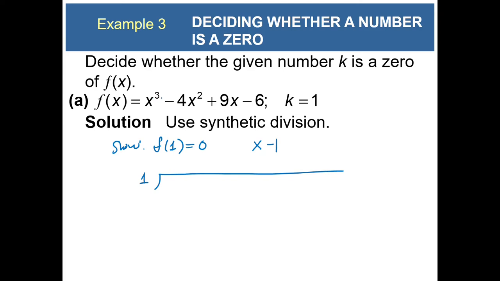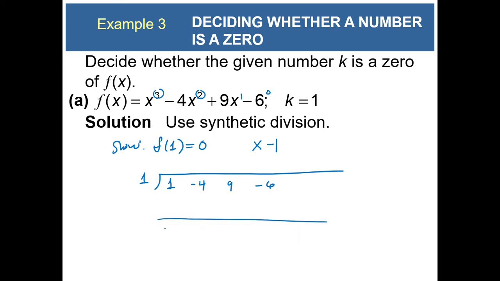We'll check to see if there's any missing powers. We have a power of 3, 2, 1, 0. So we don't have any missing powers. The coefficients are going to be 1, negative 4, 9, negative 6.